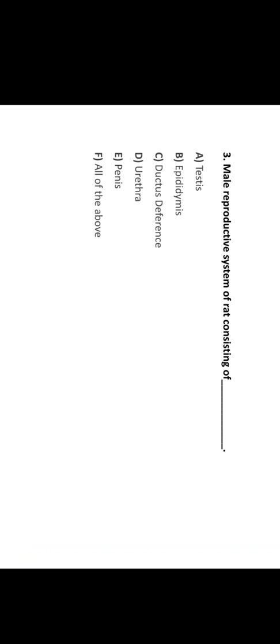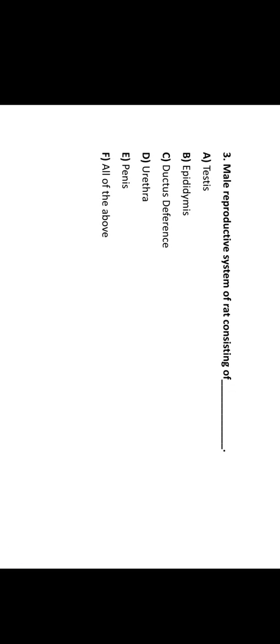Now question number 3. Male reproductive system of rat consists of ___. Options are option A, testis, B, epididymis, C, ductus deferens, D, urethra, E, penis, and option F is all of the above. Which of these are parts of the male reproductive system? The correct answer of this question is all of the above. All are related to and concerned with the male reproductive system of rat.